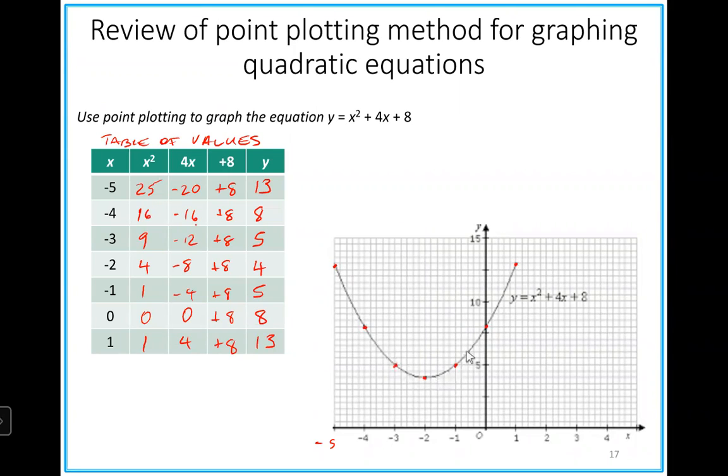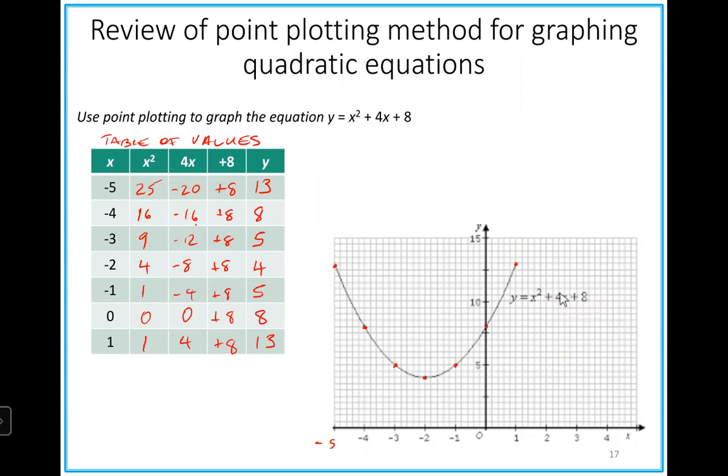a smooth curve, which gives you the parabola. You're not going to use a ruler to join these. No ruler to be used. It's to be drawn freehand, but you try to do it as smooth as you can to make a curve. Okay? To show the equation for the line y equals x squared plus 4x plus 8. So that's your point plotting method.